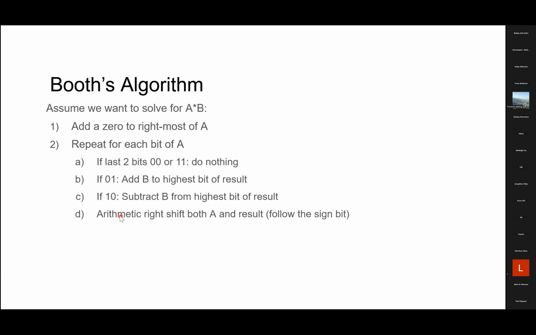And then finally, whichever case you get, you need to arithmetic right shift both A and the result. Arithmetic right shift means you shift to the right and then you follow the sign bit. Don't forget this.